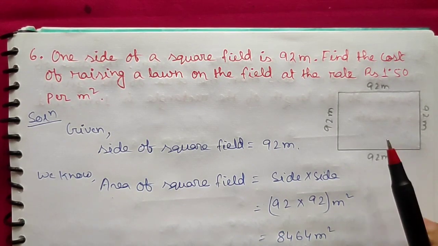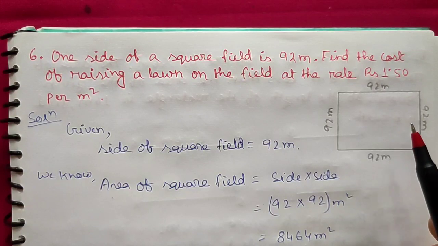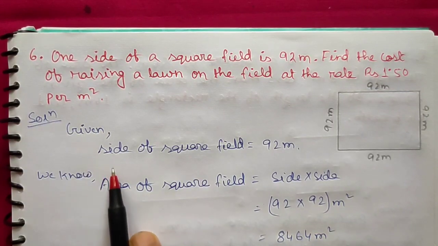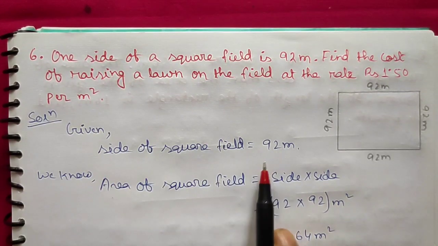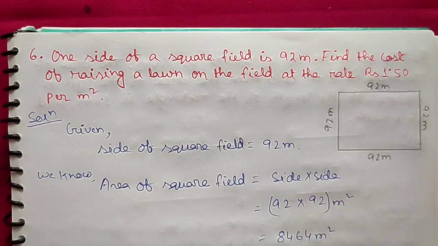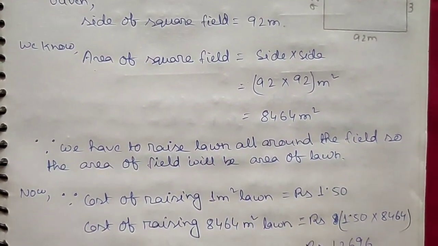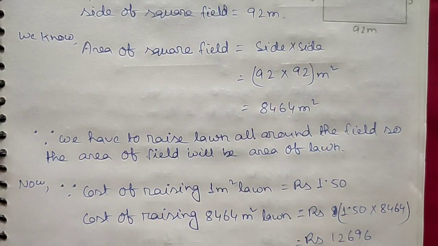So the area of the field will be what? It is a square field, right? Side of the square field equals 92. We know area of the field is side into side. So 92 into 92 is how much? 8464. Now since we have to raise a lawn all around the field, the area of the field will be the area of the lawn.